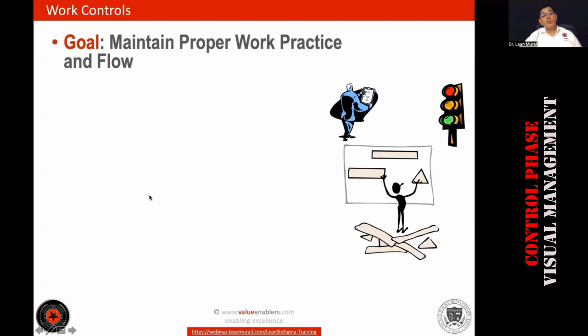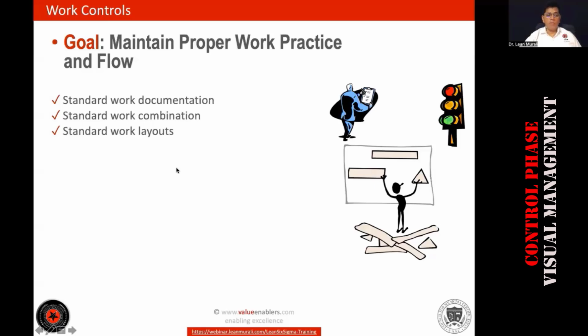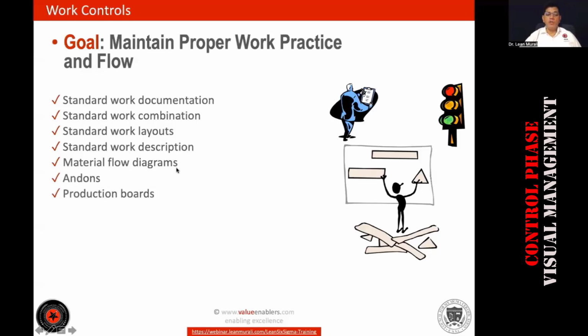The goal of work control is to maintain proper work practice and flow. Standard work documentation, standard work combination, standard work layout, standard work description. Material flow diagrams, and andon, which is actually a visual signal. We'll talk about andon and Kanban in the Q&A session. And production boards, line pacemakers, tool and die.